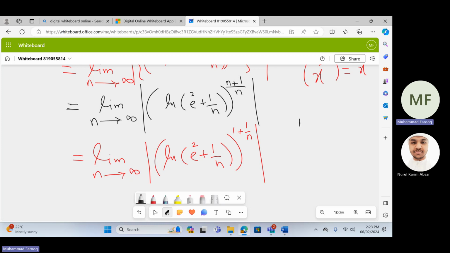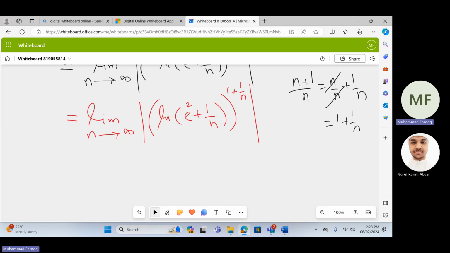Understand or no, please? N plus 1 over n, we can write n by n over 1 by n, and n cancels. So I have 1 plus 1 by n. Understand? Yes or no, please? So that's what I have here. Okay, now next, please.